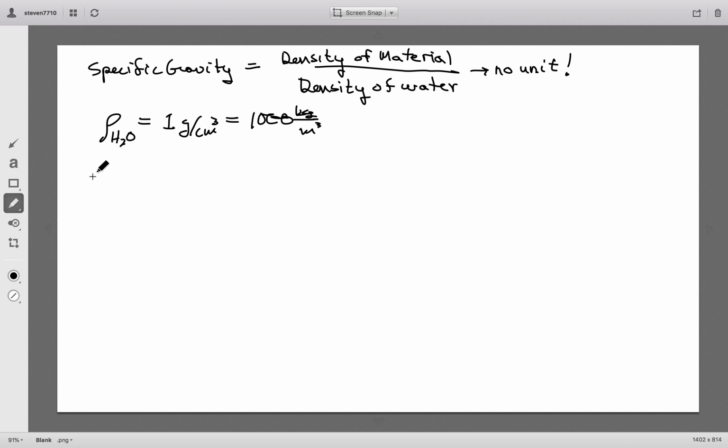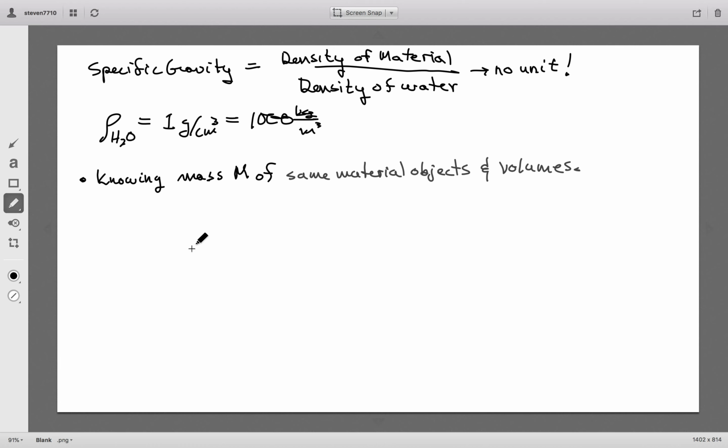Moving on, you will be measuring the mass m of same material objects, and you'll be knowing their volumes. We can find a good value for the density by plotting the mass values, and we'll do it in grams here, versus the volume in cubic centimeters of the objects.